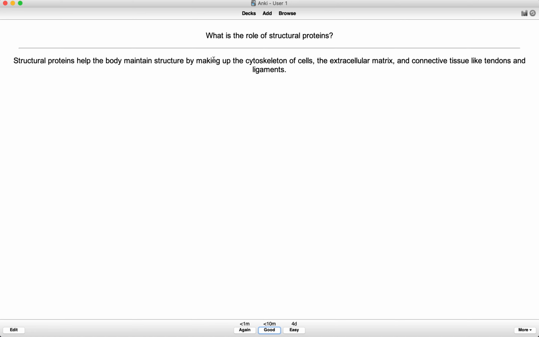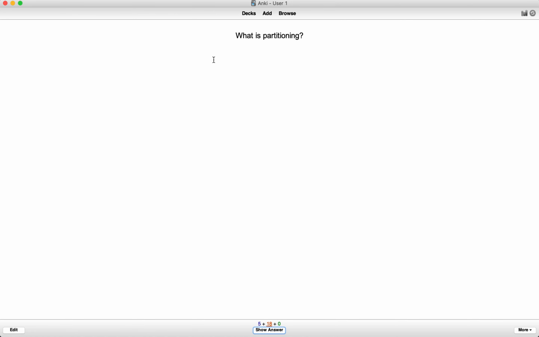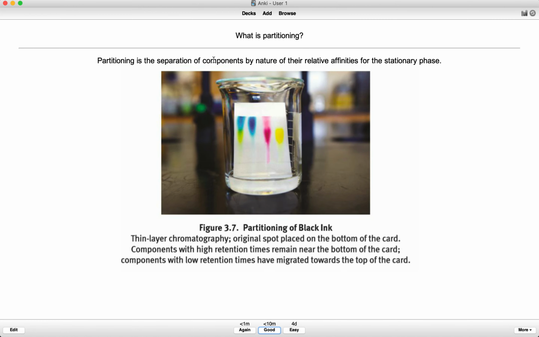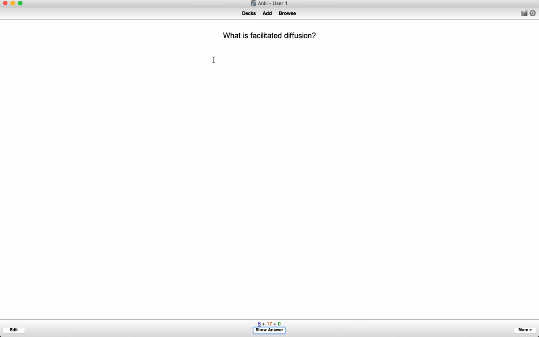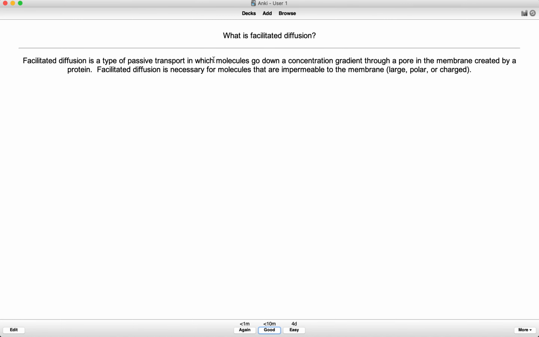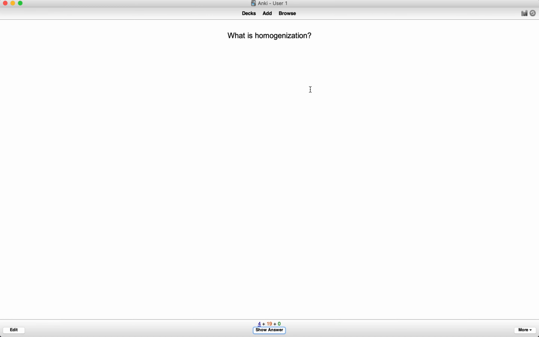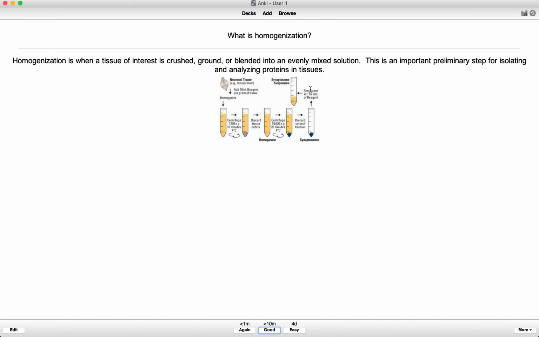Maintains a skeleton, extracellular matrix. Partitioning is separating compounds based on their relative affinities for the stationary phase. Facilitated diffusion is moving through a protein, receptor, or channel, a large polar charged molecule. Homogenization: tissue of interest is crushed into an evenly mixed solution.